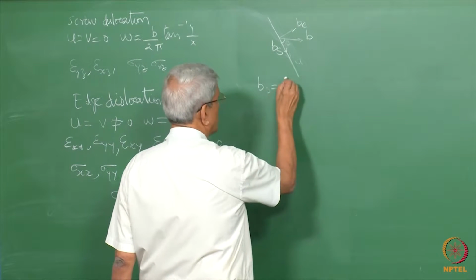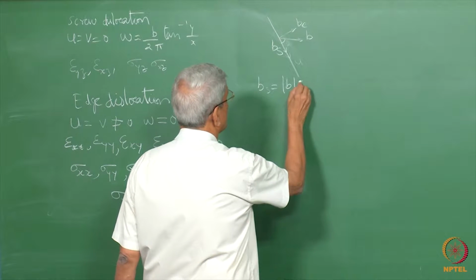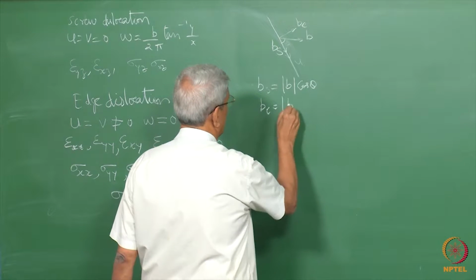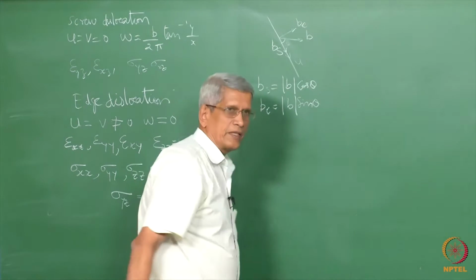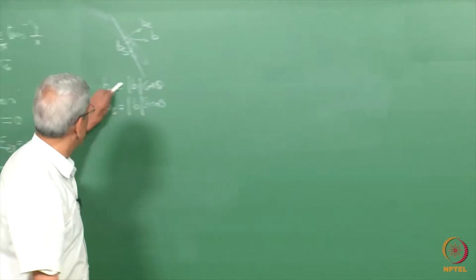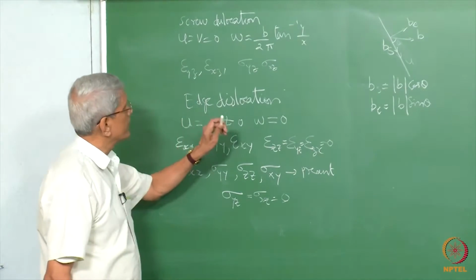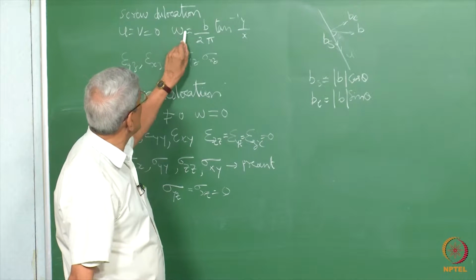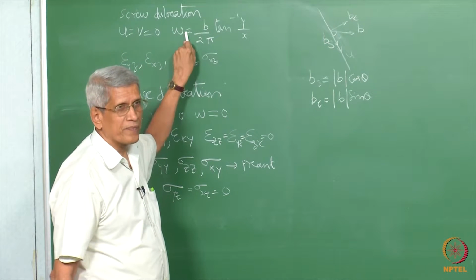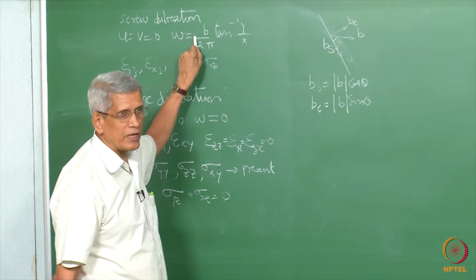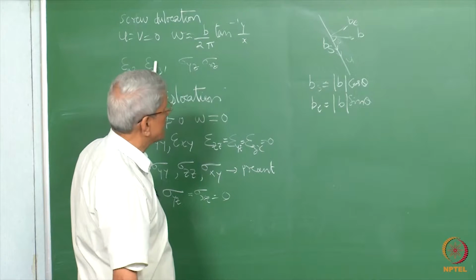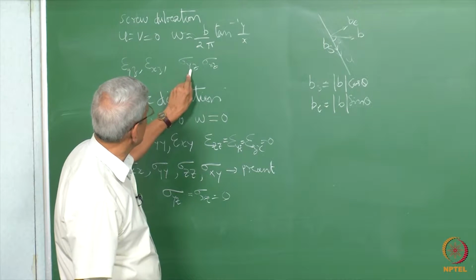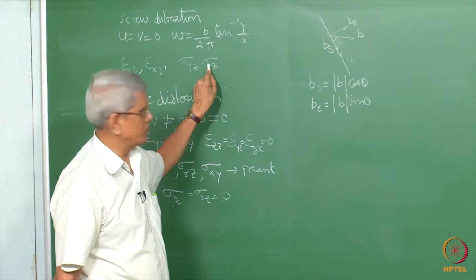So bs will be equal to mod b into cos theta, be equals mod b into sin theta, correct? From this expression, you can understand very easily that for a screw dislocation, only the displacement w is there, for any screw dislocation. So for the screw component, we will get expressions corresponding to sigma yz and sigma xz. These are all the stress components.